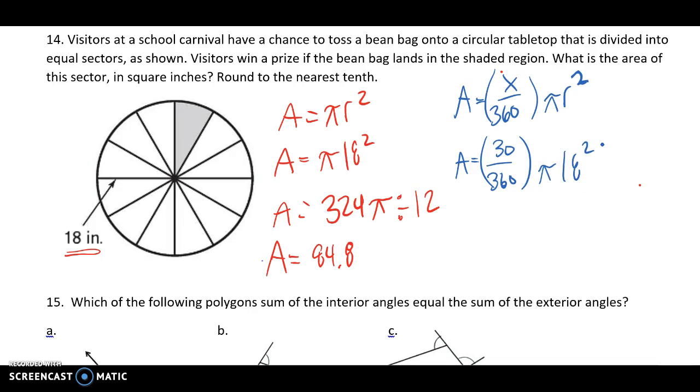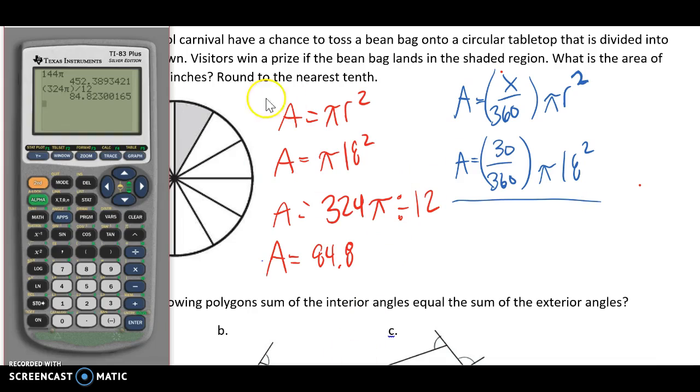This we can put in our calculator just as it's shown here. I'll show you how to put it all in there without making a mistake. We need to put this fraction first, in parentheses so that we do the order of operations correctly. So 30 divided by 360, and then times pi times 18 squared.